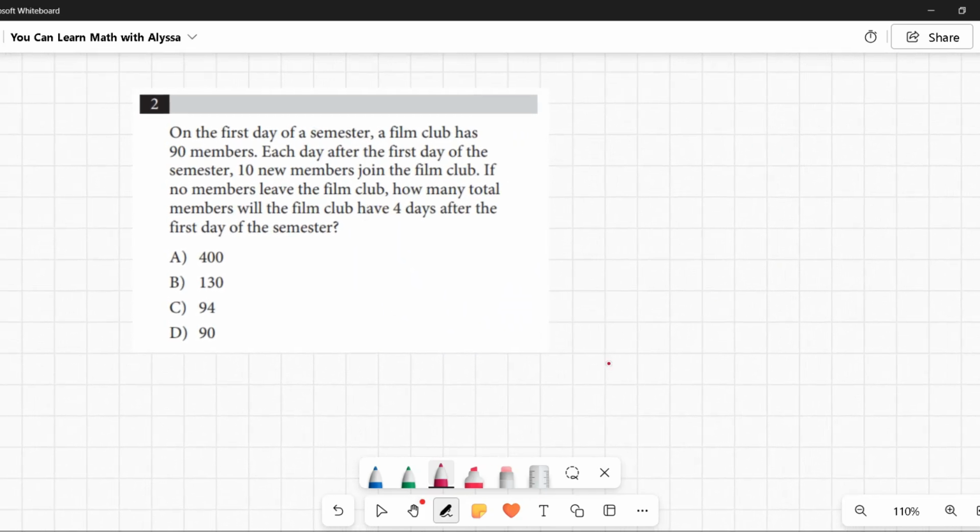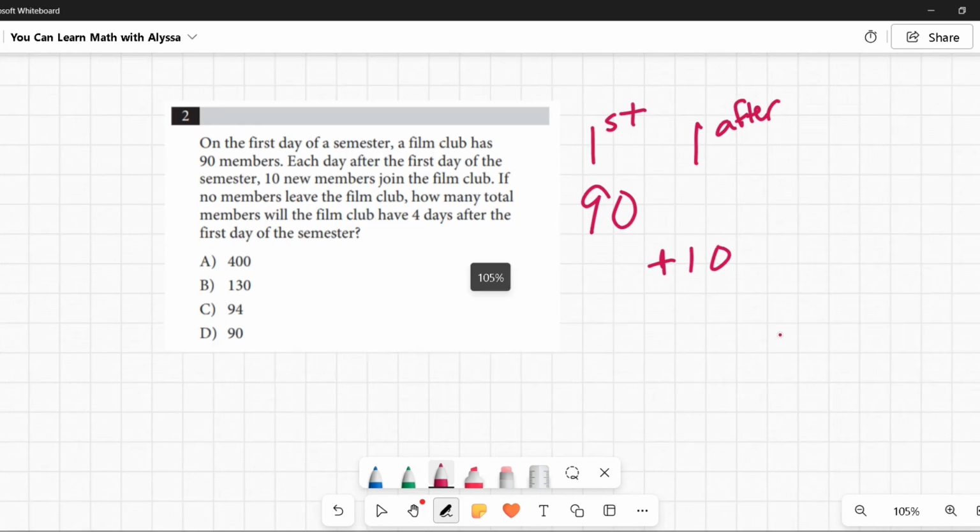Number 2, on the first day of a semester, a film club has 90 members. Okay, so I'm going to write that over here. I'm going to say the first day, it has 90 members. Each day after the first day, 10 new members join the film club. All right, so this is the one day after. 10 more people join the film club, okay? If no members leave the film club, how many total members will the film club have 4 days after the first day of the semester?